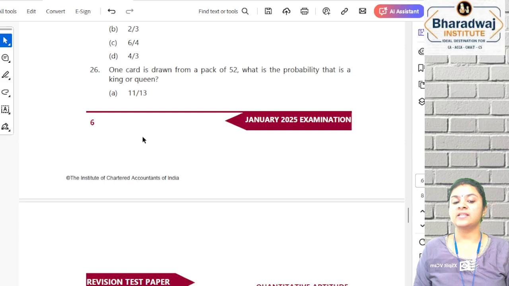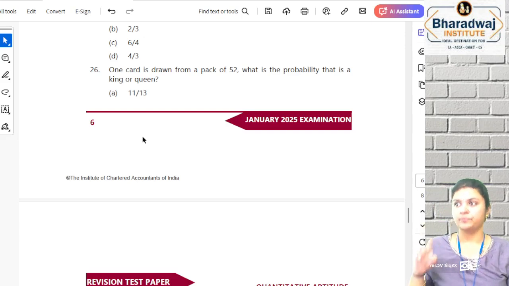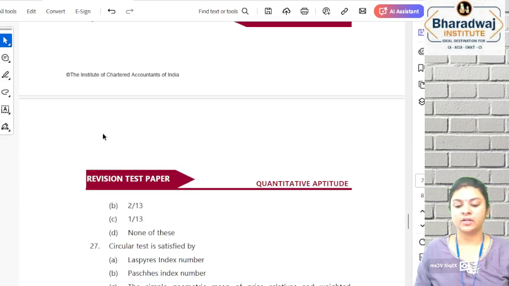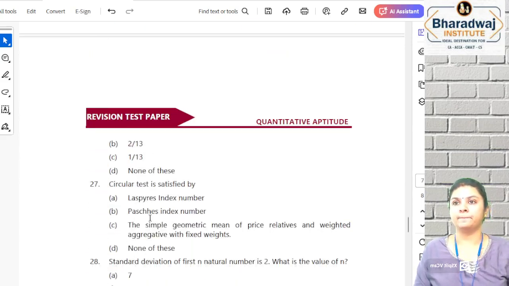26th. A card is drawn from a pack of 52. Probability that it is a king or a queen. King is how many cards? 4. Or queen? 4. Can king and queen come simultaneously? No. So it is an or condition. So 4 plus 4, 8 by 52, which is 2 by 13.